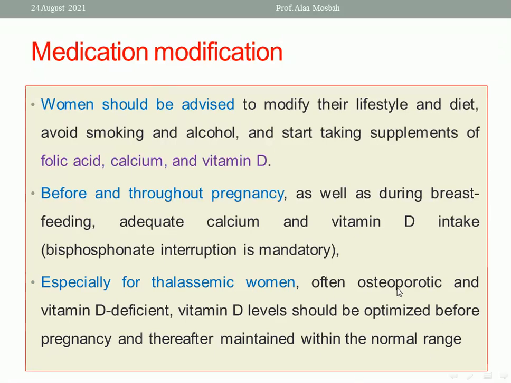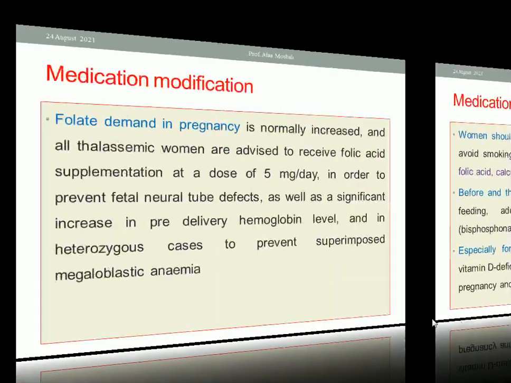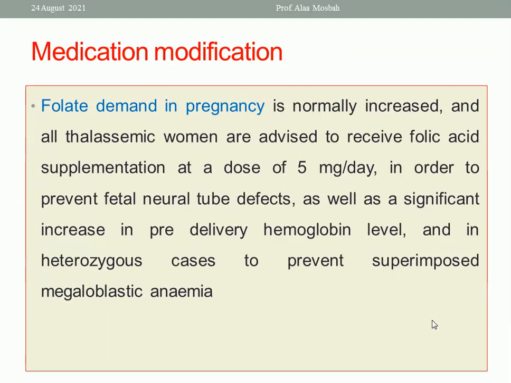Can I give bisphosphonate, which is used for treatment of osteoporosis, during pregnancy? No. Bisphosphonate is contraindicated during pregnancy. Okay? But I'll give calcium, vitamin D, and folic acid. You should know that I need the larger dose of folic acid supplementation, which is 5 milligram per day, to protect from fetal neural tube defect, and also it is important to prevent superimposed megaloblastic anemia.